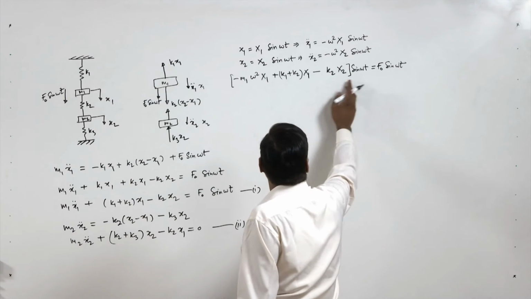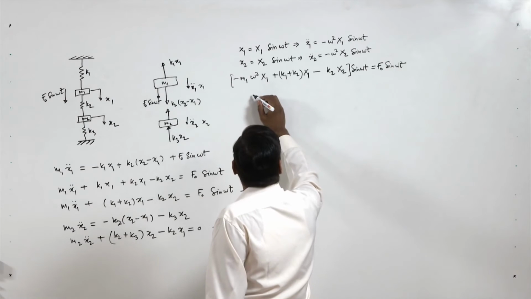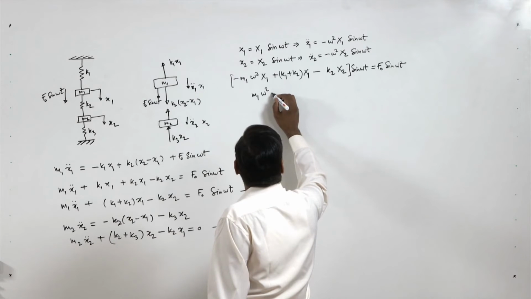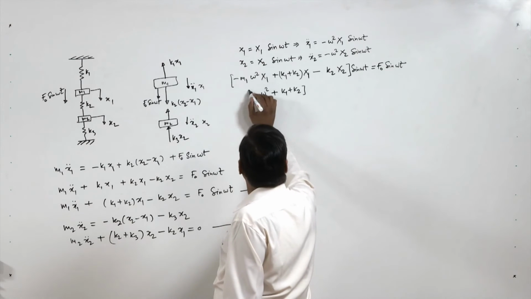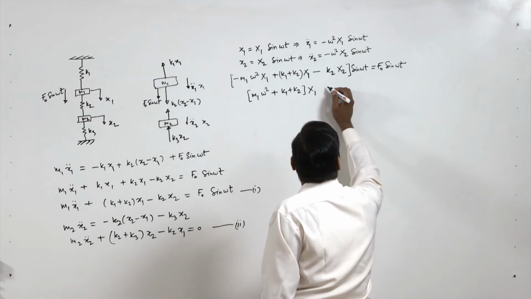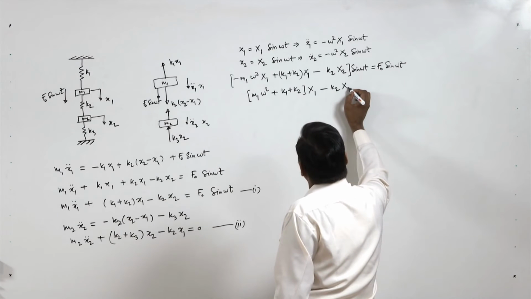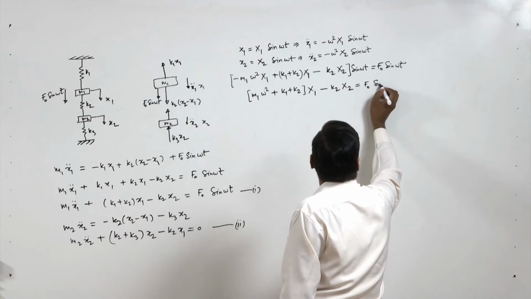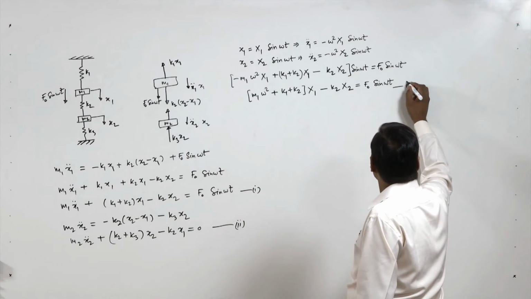So, we can leave the case of sine omega t equal to 0. So, we will have m1 omega square plus k1 plus k2 x1 minus k2 x2 equal to f0 sine omega t. So, this is equation number 3.